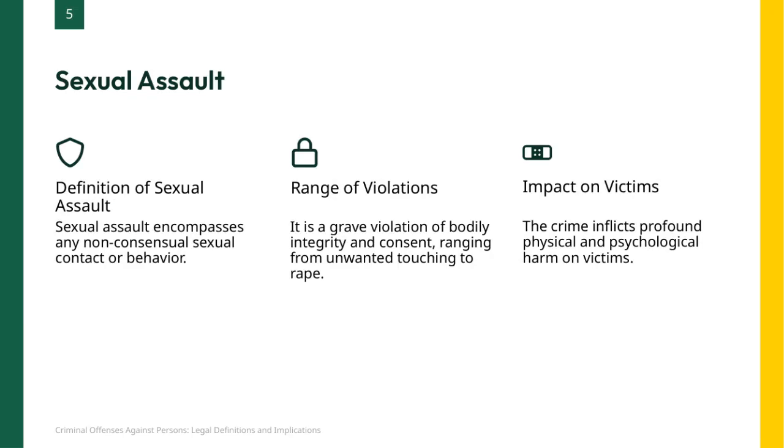Sexual assault refers to any sexual contact or behavior that occurs without consent. This means that any form of sexual activity imposed on someone against their will falls under this definition. It's important to understand that sexual assault covers a wide range of violations, from unwanted touching to the most severe forms, like rape. This crime is a serious breach of a person's bodily integrity and autonomy. Beyond the physical harm, sexual assault causes deep psychological trauma, affecting victims long after the incident itself. Recognizing the gravity of these impacts helps us better support survivors and address this critical issue.